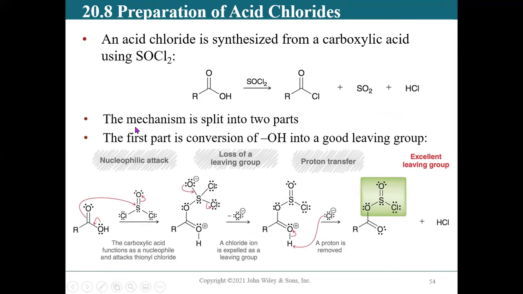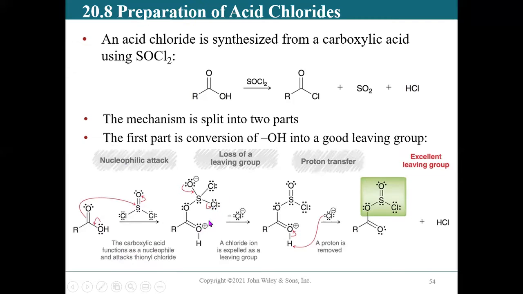SOCl2. The mechanism is split into 2 parts. The first part is the conversion of OH into the leaving group. So here is the nucleophilic attack from the SOCl2. The carbonyl double bond acts as a nucleophile and attacks the sulfur. So the carboxylic acid functions as a nucleophile and attacks the thionyl chloride.